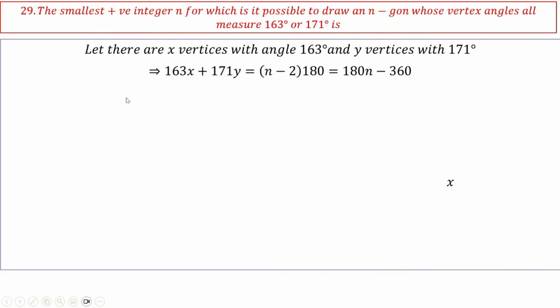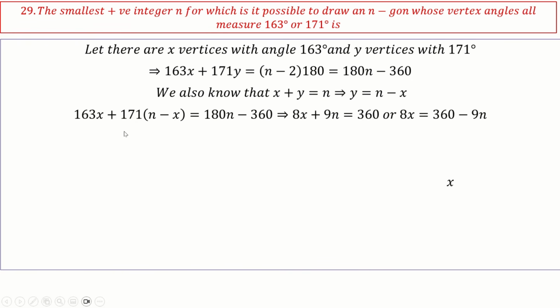So 163x plus 171y equals the sum of the internal angles of an n-sided polygon, which is (n minus 2) times 180, which is nothing but 180n minus 360 if I expand this. Another equation I know is that x plus y, the total number of vertices, equals the total number of sides, which is n, so y equals n minus x. Now if I replace this here, I get a relation between x and n, which is nothing but 8x equals 360 minus 9n.